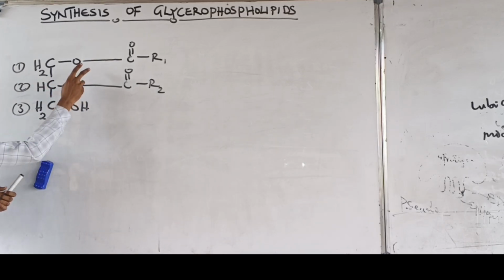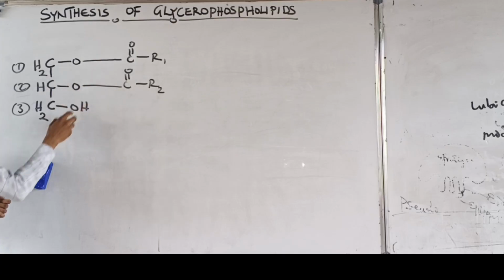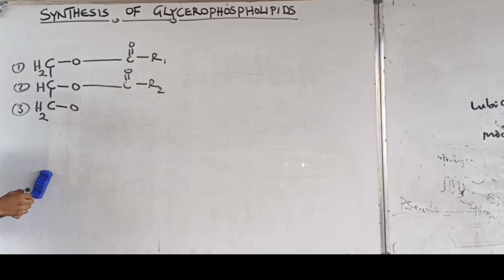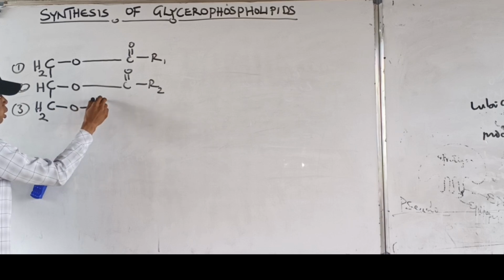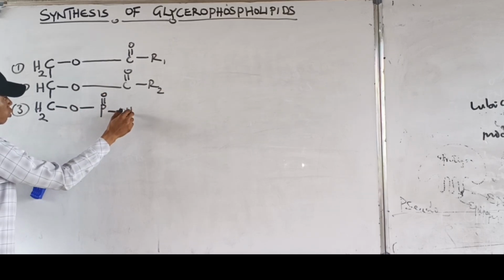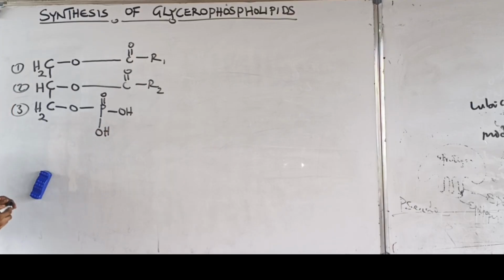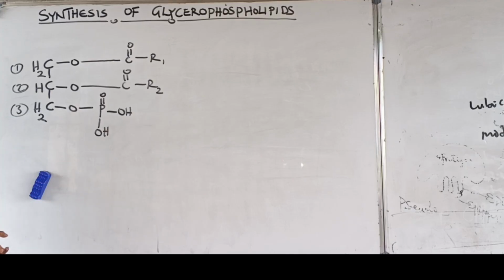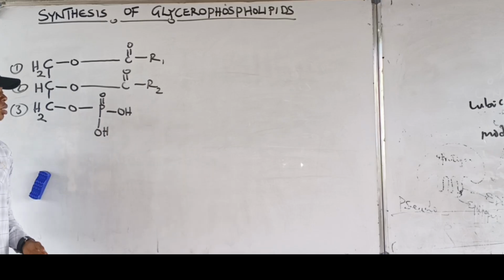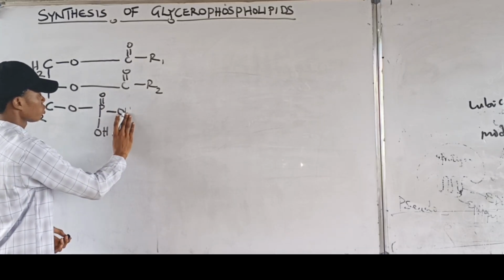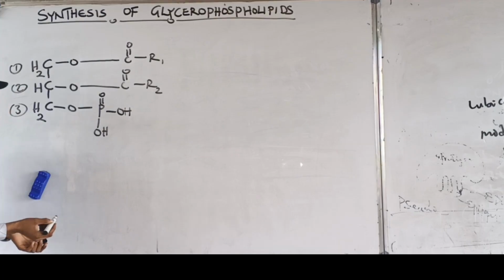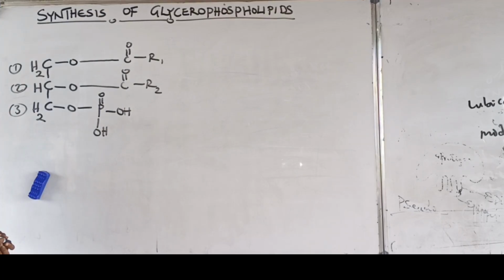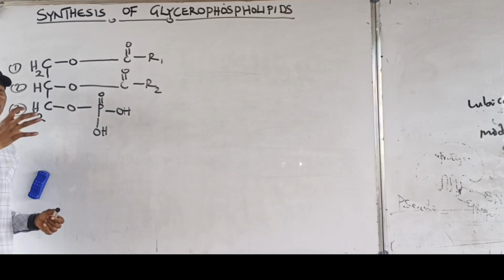Now, after attaching fatty acid on carbon 1 and 2, the next thing is carbon 3, you attach a phosphate group, phosphoric acid. So this is phosphoric acid, you've attached this. So what you have here now is your glycerophospholipid. But this is the simplest form of glycerophospholipid. This is the simplest form because you have hydrogen attached. If you have just something like this, it is your phosphatidic acid.